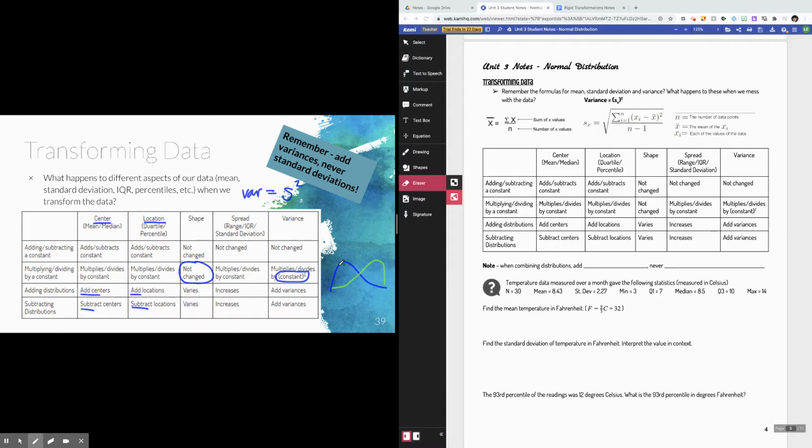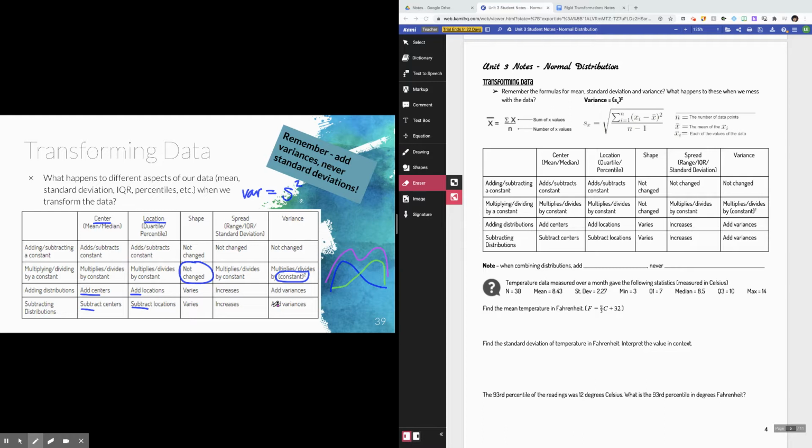If you add those together, the new distribution that you have is actually bimodal, right? So shape tends to vary, okay? And we just say that the spread will increase when you add or subtract distributions, right? Because remember, when you're combining distributions in any way, you are increasing the variability, right?